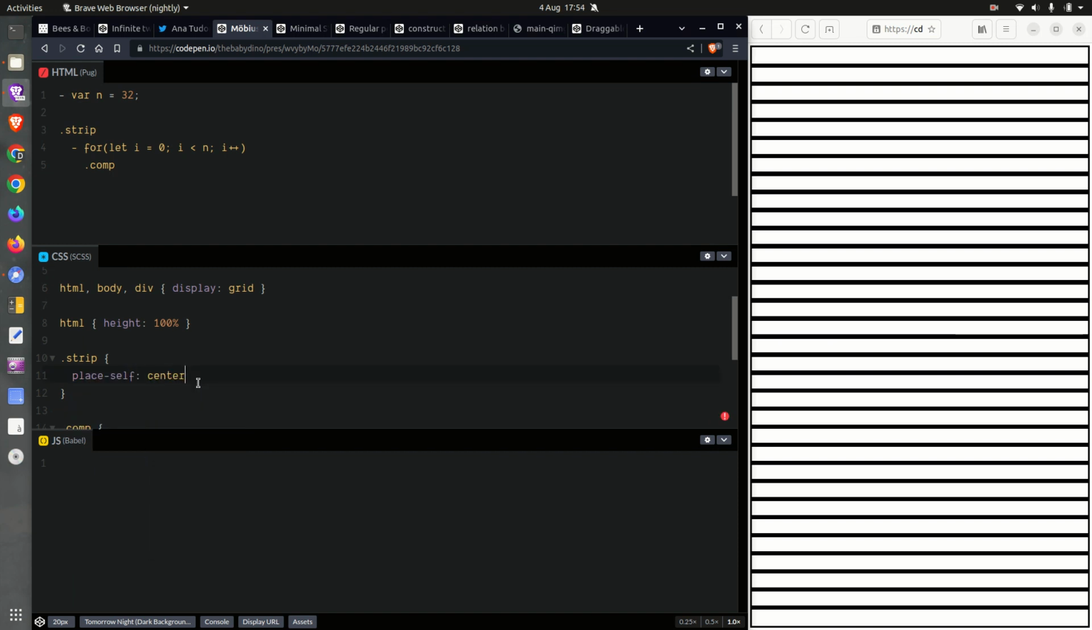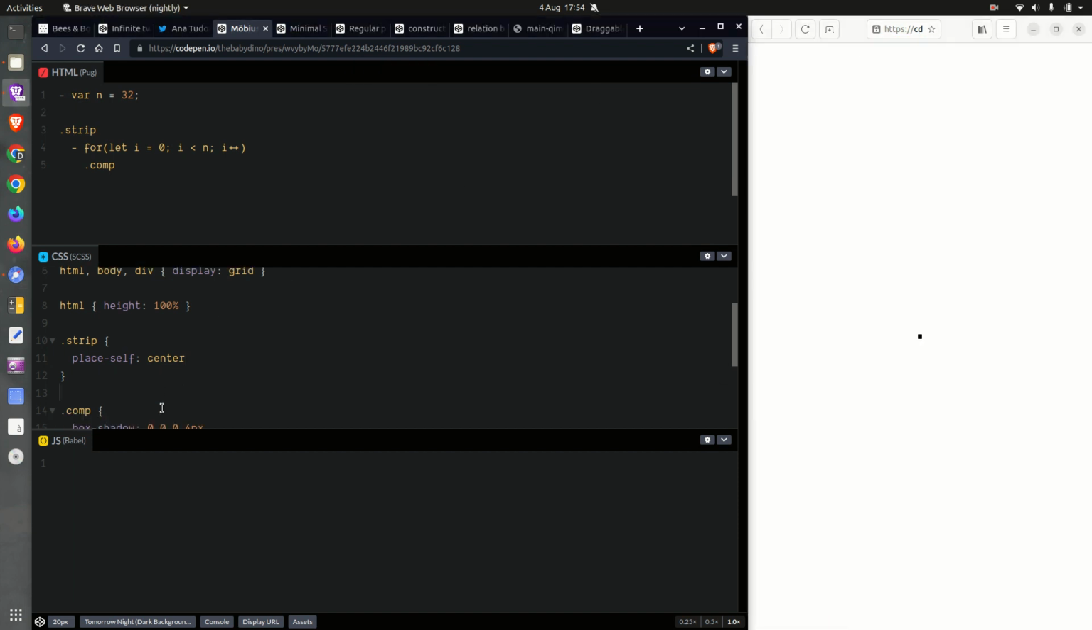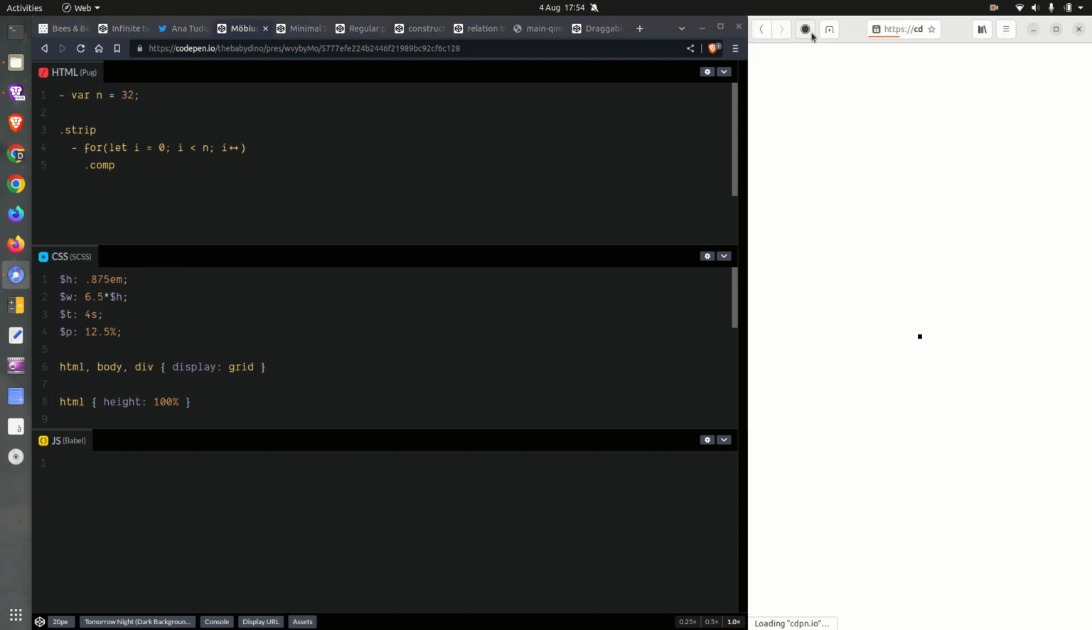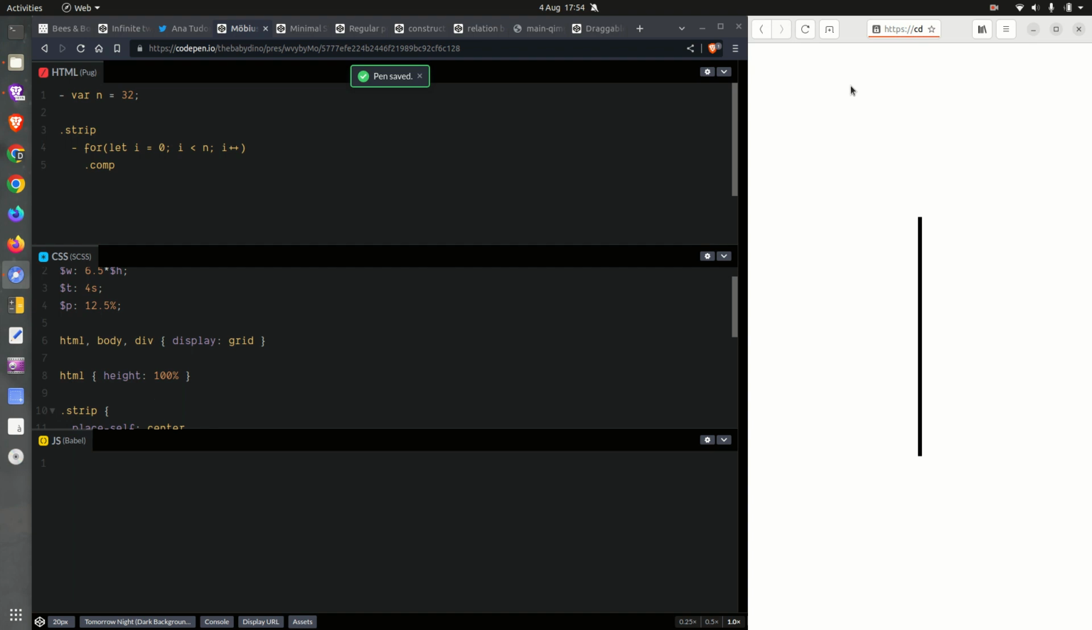The default is stretch, which you can see in action right there, and it looks like that. Now next step, we are actually going to set a height right here, and I actually picked those values from the previous demo, the one from 5 years ago. Okay, let's refresh a bit. Oh, I didn't save. I should remember to save before I hit refresh.